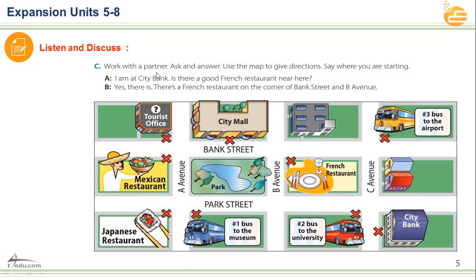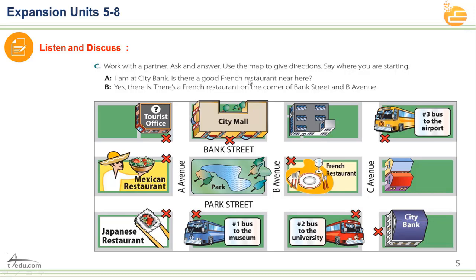Now we have here, gentlemen, directions on the map. You are here in this map, and you want to go to other places, other shops or other buildings. Okay, gentlemen. Here we have: work with a partner, ask and answer. Use the map to give directions. Say where you are starting. Okay. Number 1, A and B here. I am at the Citibank. Where is the Citibank here, gentlemen? You are in the Citibank here, okay?